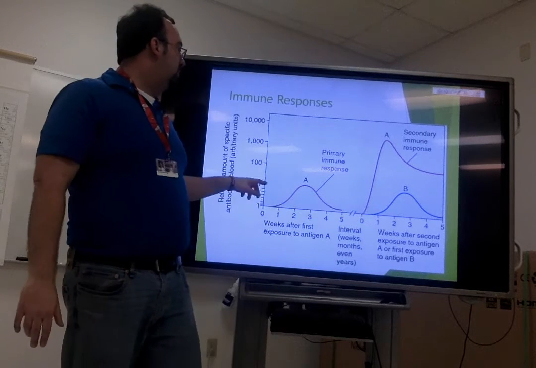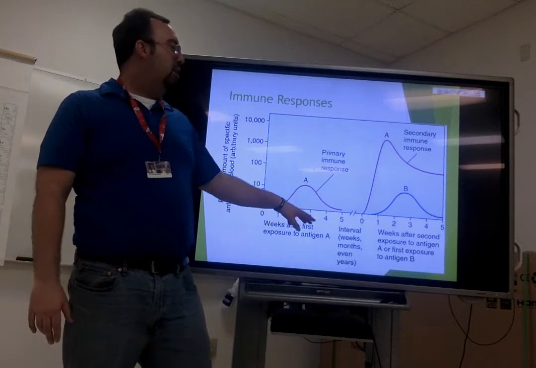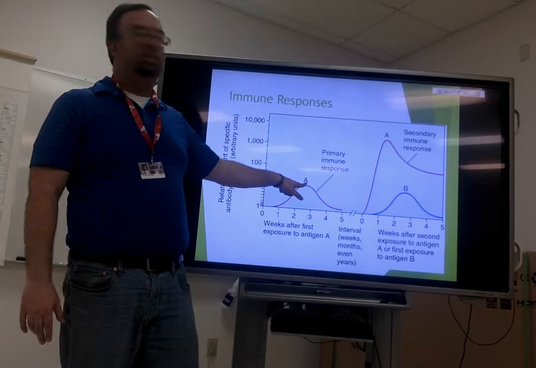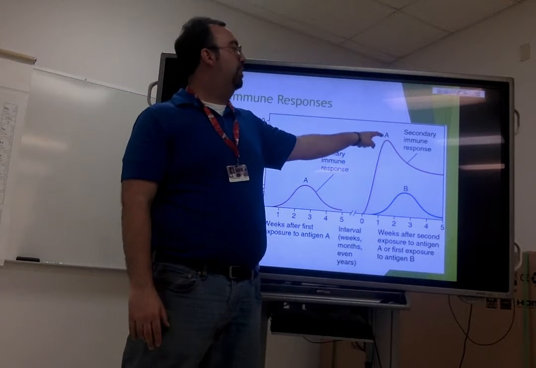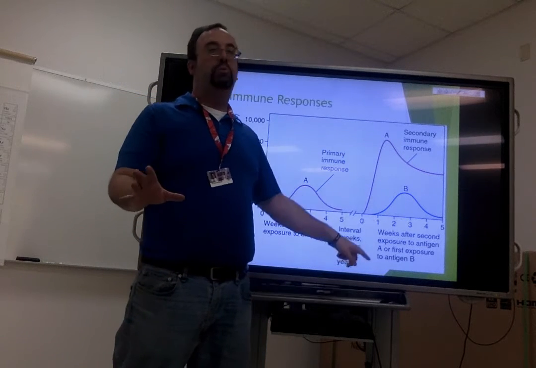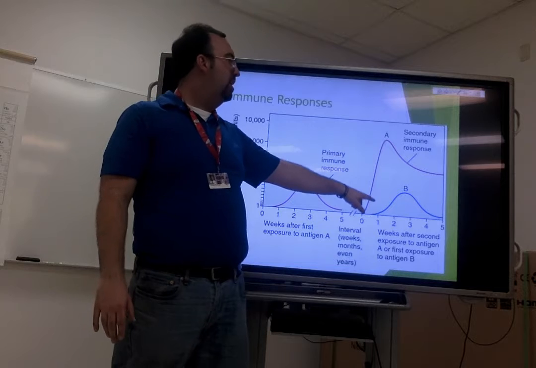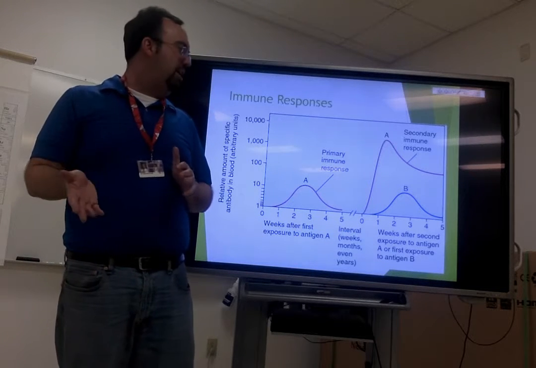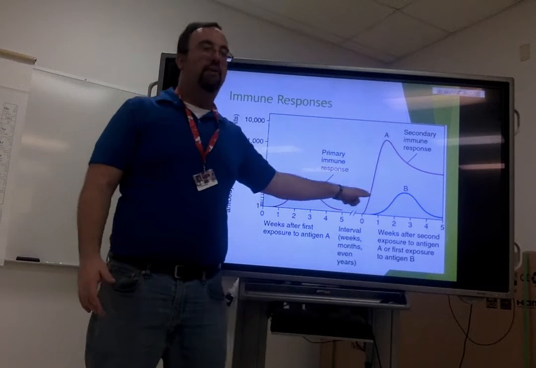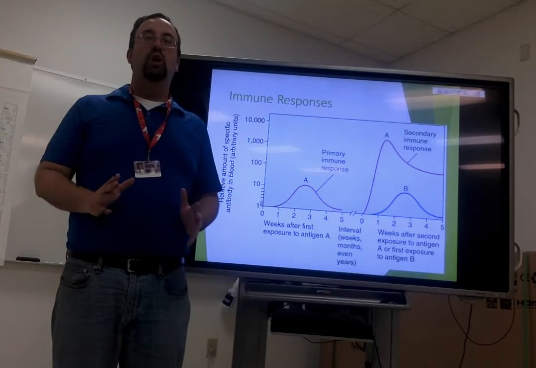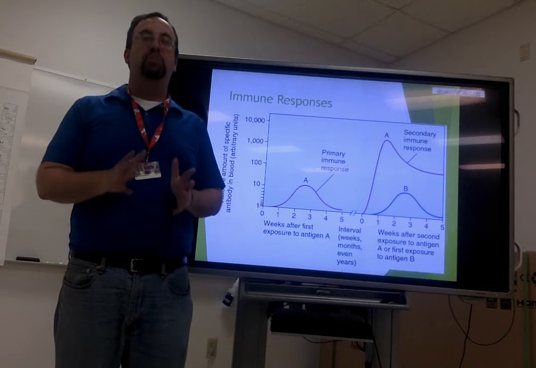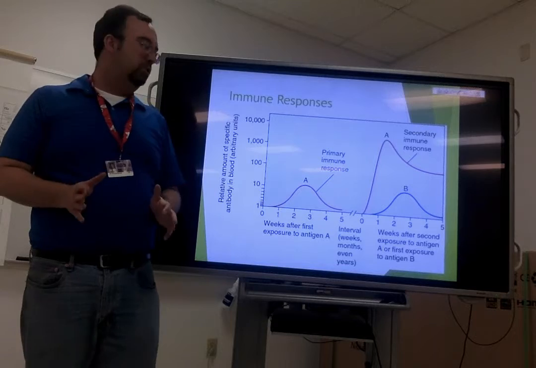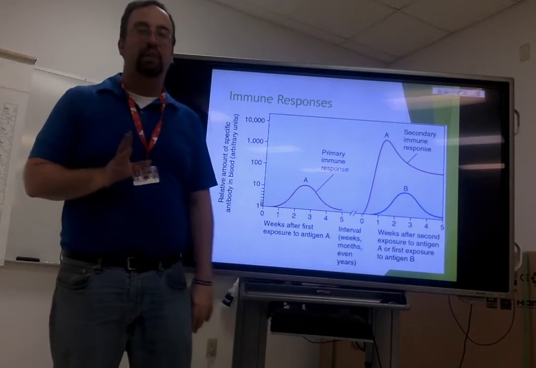Then, when you're exposed again to an antigen, notice that if you had antigen A already in your system, you're going to see a much higher immune response. This is our secondary immune response. If you have a first exposure to antigen B, notice you have the same effect as you did before. And so notice that the secondary immune response is much bigger than it is for the primary immune response. And so I'm going to talk about each of these separately next.